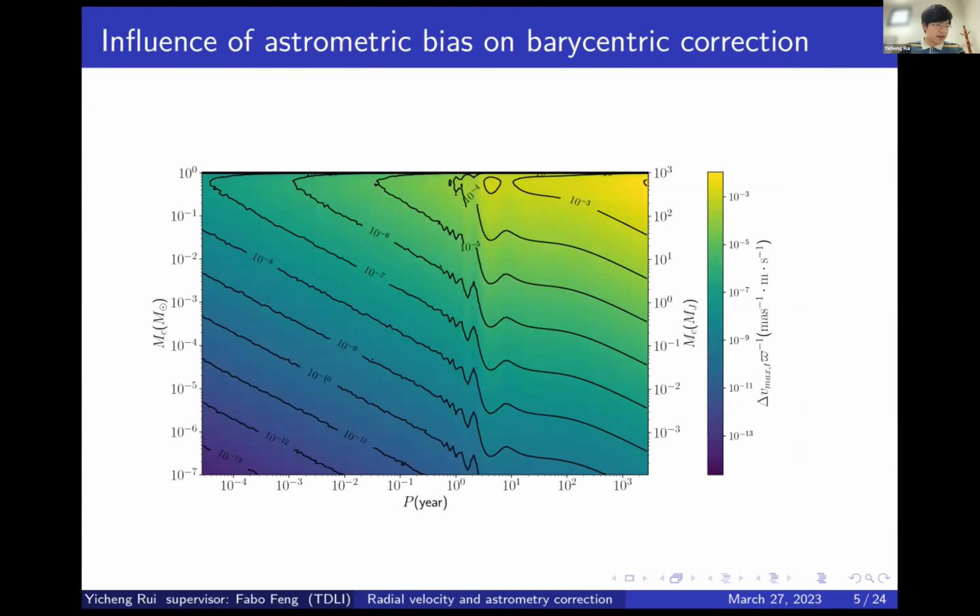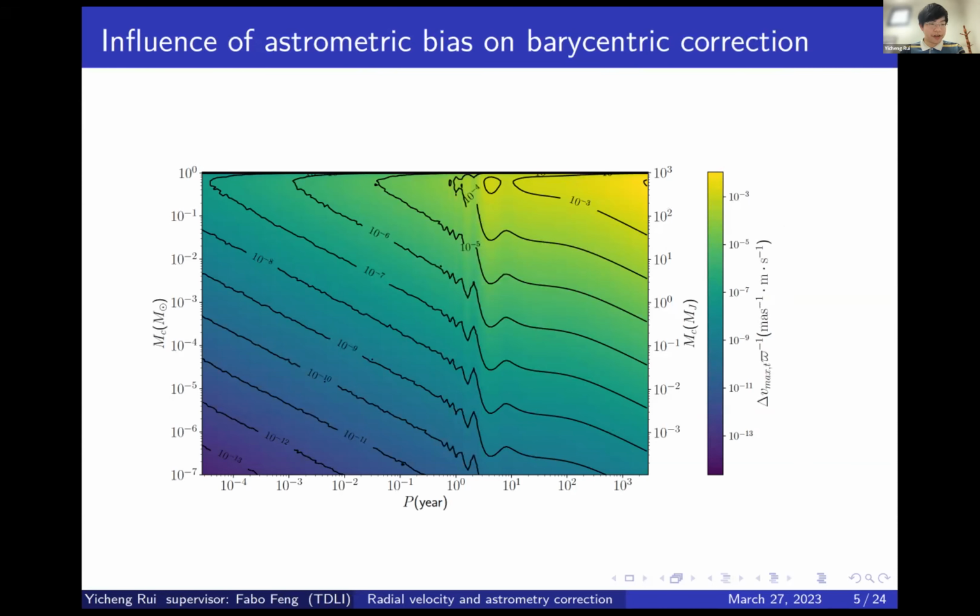We conduct a Monte Carlo simulation to assess the influence of this unknown companion on barycentric correction. We consider a solar mass target star with an unknown companion. The x-axis is the period of the companion, and the y-axis is the mass of the companion. The color is the estimated magnitude of the radial velocity bias induced by this companion. And this radial velocity bias is normalized by parallax in units of microarcseconds. So for a target which is 10 parsecs from us, the value of this radial velocity bias should be multiplied by a factor of 100.